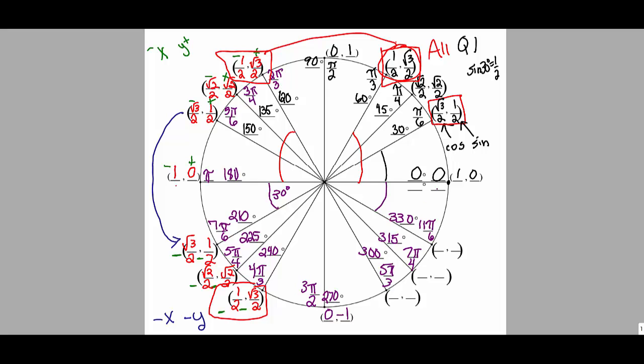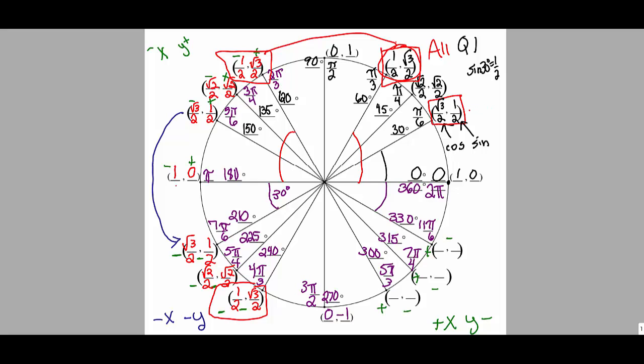Lastly, let's look at going all the way around the circle. We'll get back to the 0 degree mark, which is the same thing as 360 degrees. And we know that 360 is 180 times 2, so pi times 2 would be the radian measure. We already have that point labeled 1, 0. For quadrant 4, we know that the x value is positive and the y value is negative.